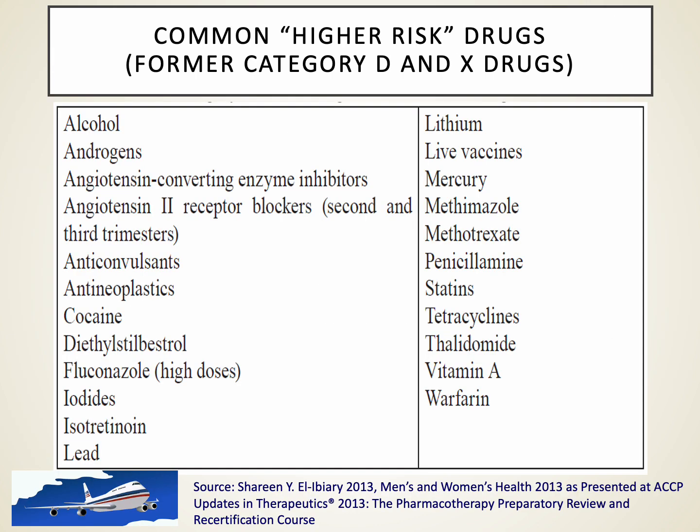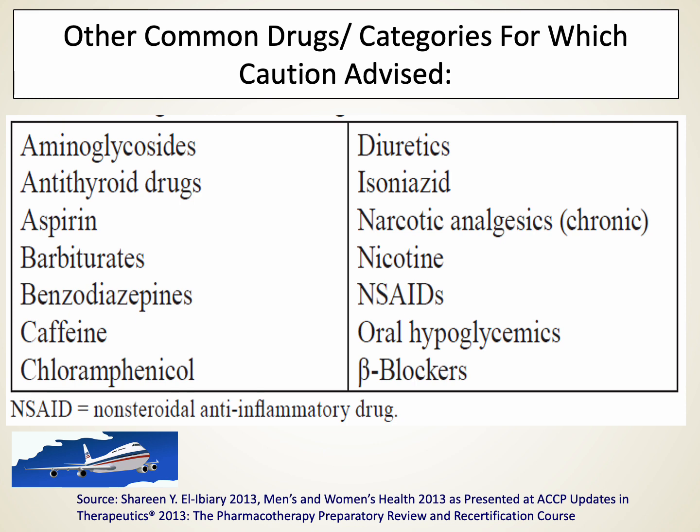The category D and X drugs are listed here, the older categories which aren't used anymore, but these are really considered higher risk drugs. Among these are some other antimicrobials, classically the tetracyclines, doxycycline and tetracycline, which fall into the category D group. Unless there's a real overwhelming need, because tetracyclines have an effect on bone and bone structure, among other things, we don't want to use them in a woman who's pregnant because of the risk to the developing fetus. There are other drugs that fall in between, where there's a lot of caution about how we use them in pregnancy.